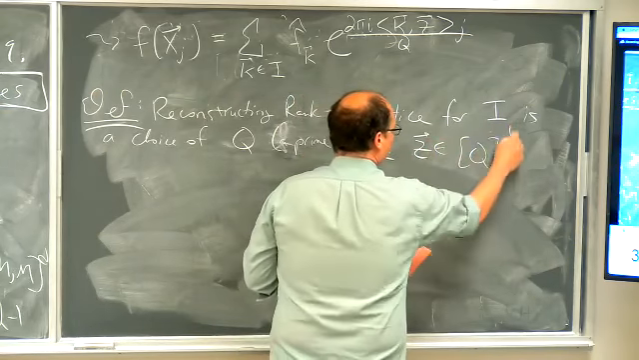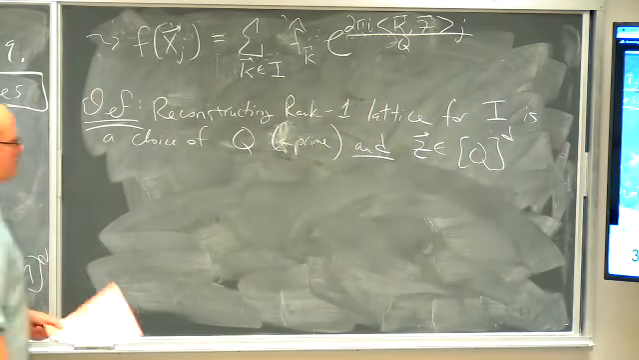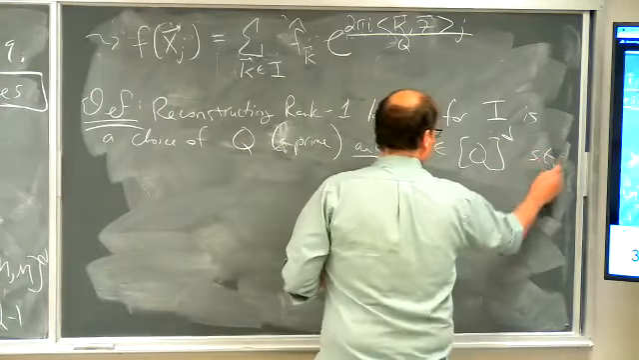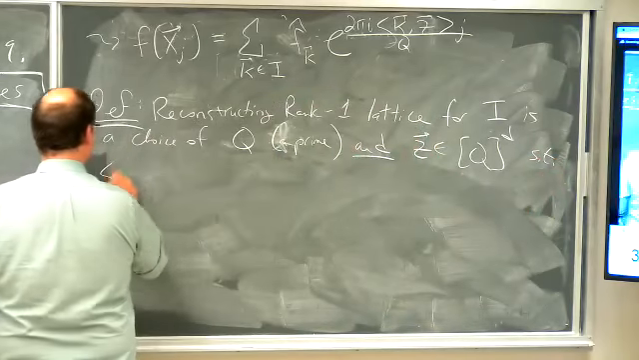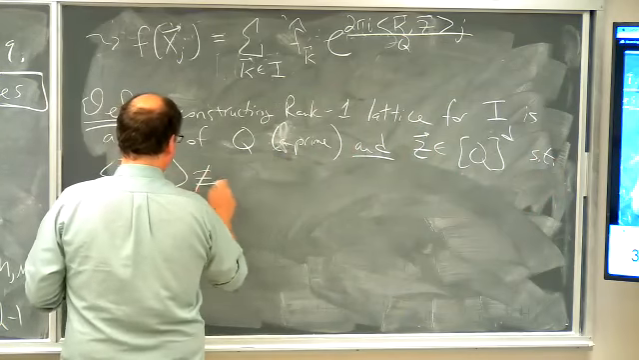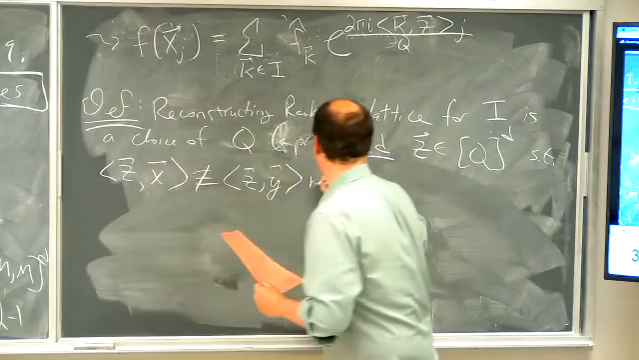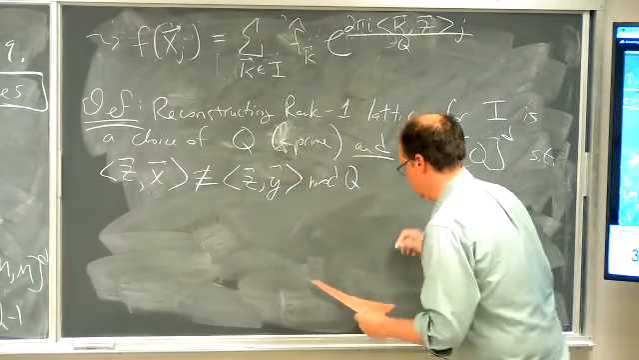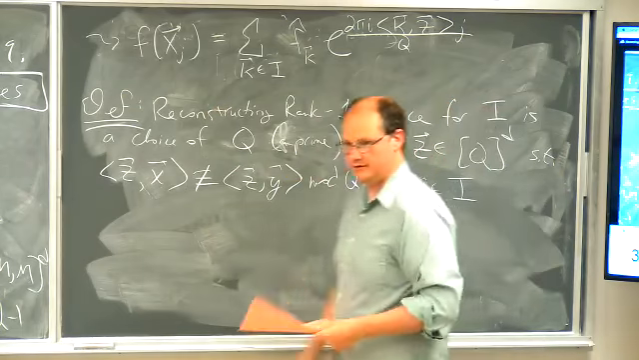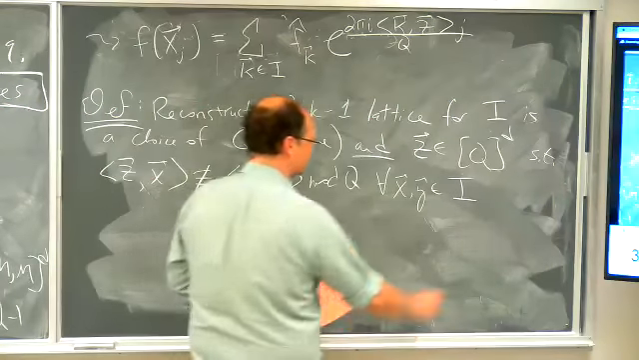And because I'm component-wise modding out by q, I can just make it in the set bracket q to the d from the get-go. And I want to choose these things so that z inner product x is not congruent to z inner product y mod q for all x and y in my index set I that are not equal to one another. Right?